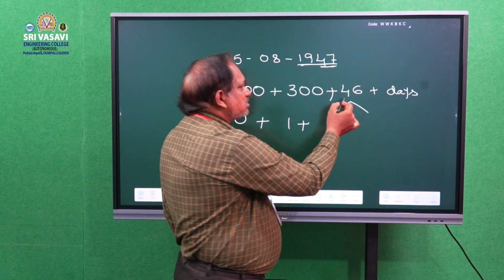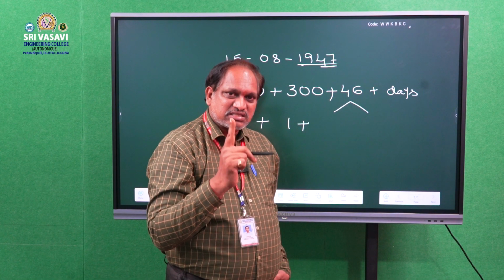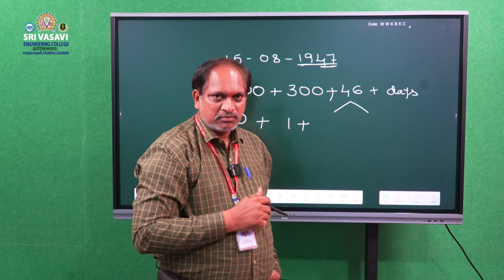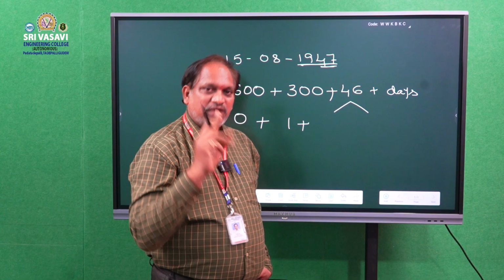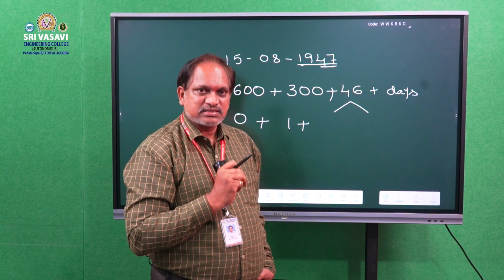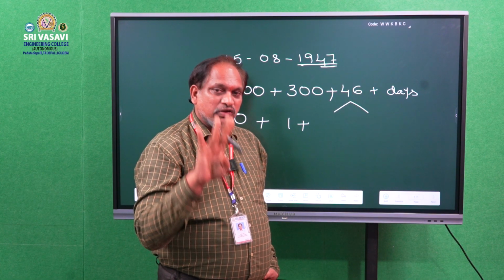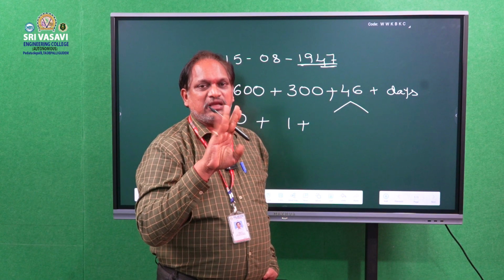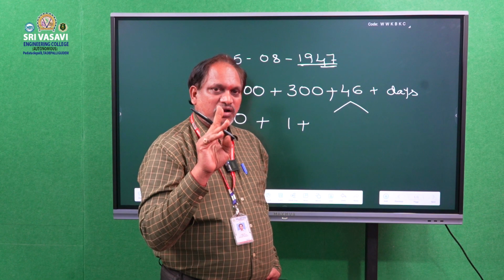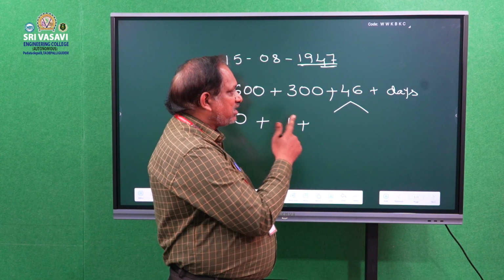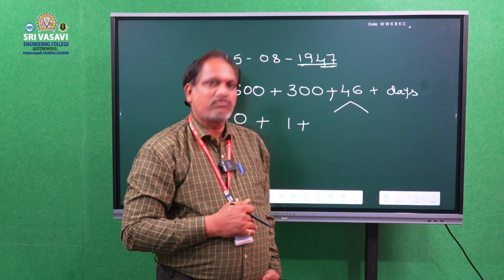So similarly, see here, for 1 year we discussed that there is 1 odd day. 1 year, 1 odd day. 2 years means 2 odd days. If it is 3 years, 3 odd days. If it is 4 years, we know that every 4th year is a leap year. So a leap year means there are 2 odd days. Therefore 4 years means the number of odd days is 5.